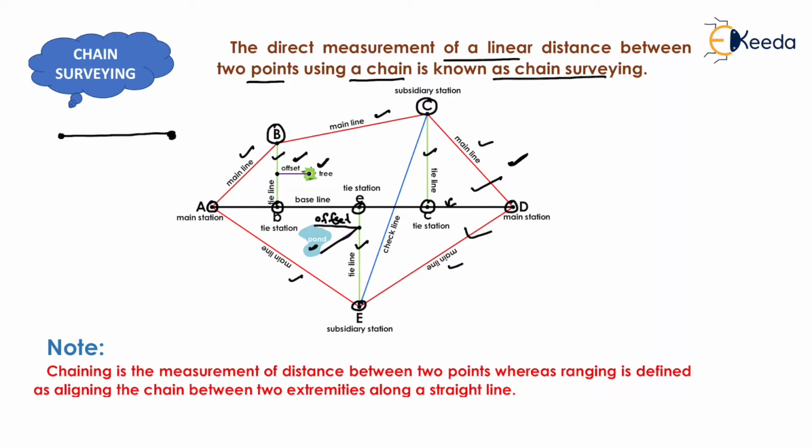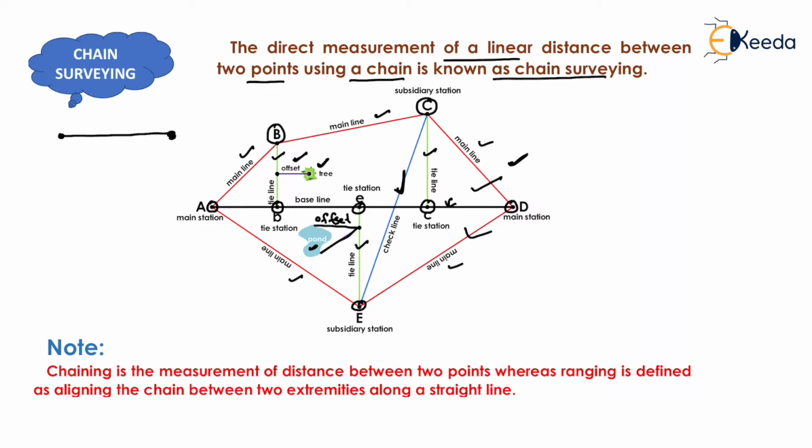Now we want to check our whole chain surveying, so we need to construct a check line between two subsidiary stations, that is this line. Now we will measure the distance between E and C stations on the ground, and we can convert that distance with the help of the scale which we had used for this drawing purpose. And we will measure this distance EC on our sheet. So if both the distances are the same, then our whole work is accurate and correct.